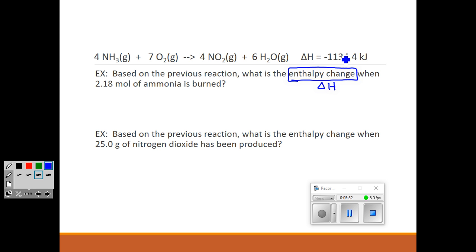So in the first example, we're looking for the enthalpy change. Notice it didn't say molar enthalpy, it said enthalpy, and that's a big important distinction. That means I'm looking for an answer in kilojoules, not in kilojoules per mole. And it's giving me a number of moles of ammonia. Now, I calculated the molar enthalpy based on the balanced reaction, but now I have a different number of moles. Does that change what the molar enthalpy is? It doesn't.